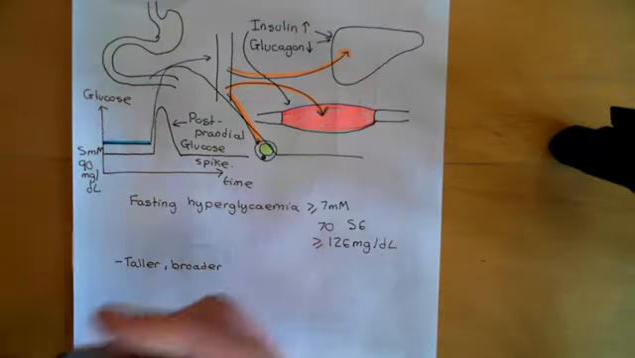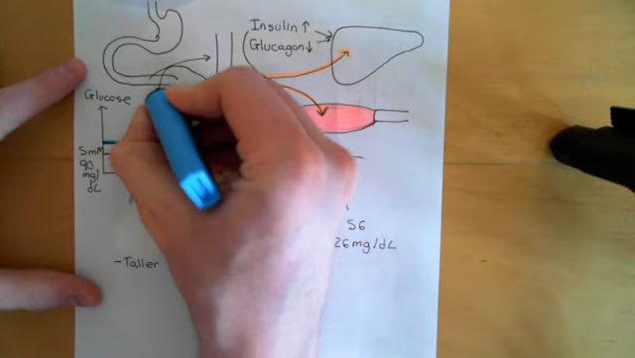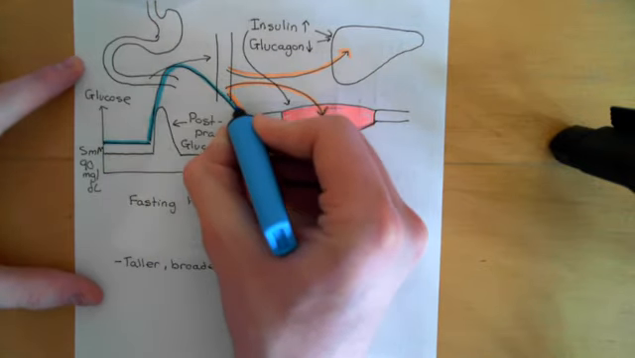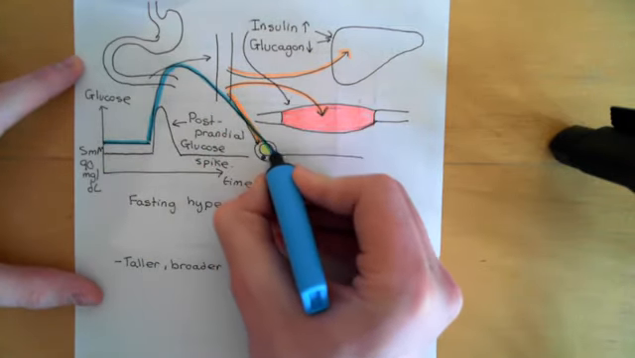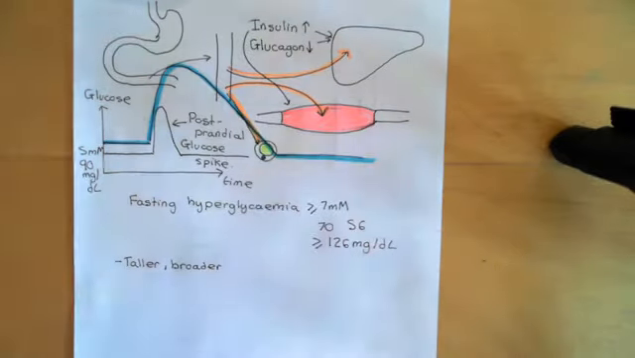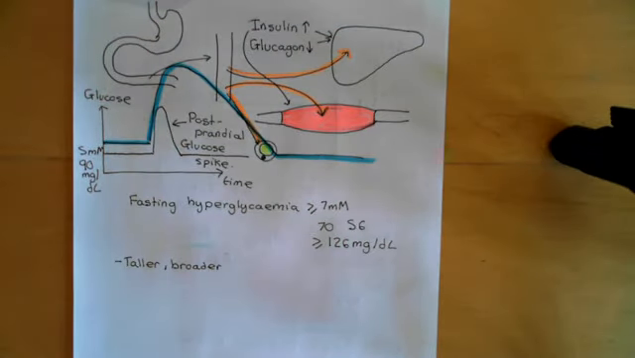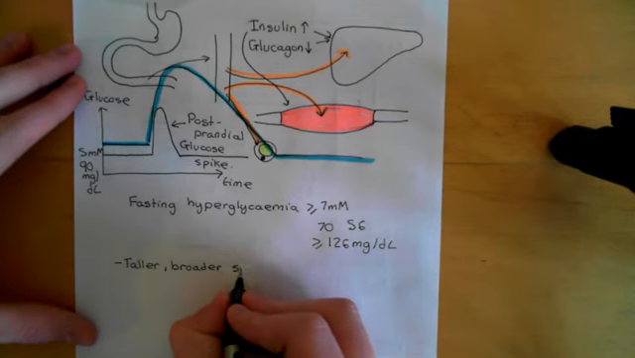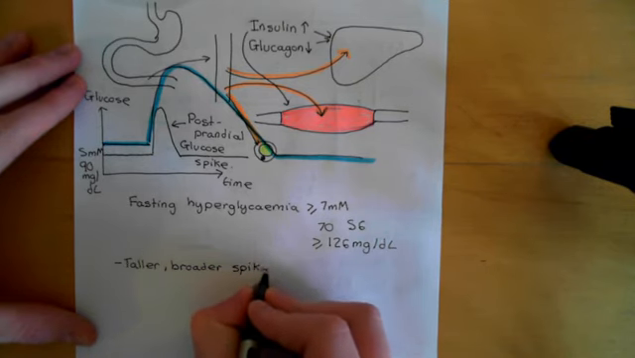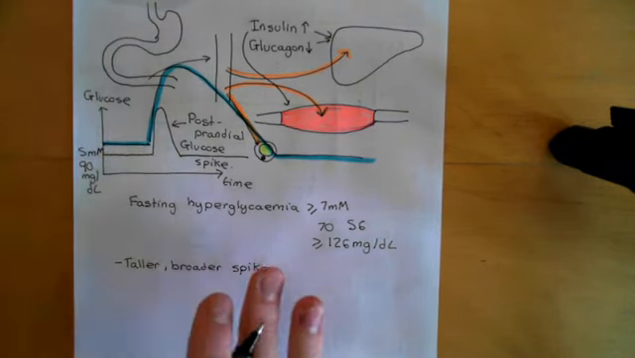Okay, so it's going to be massive, great postprandial glucose spikes. Your postprandial glucose control is terrible. So that's what type 2 diabetes mellitus involves, both the fasting hyperglycemia and the taller, broader postprandial glucose spikes. I'll just put spikes there. Okay, right, and this is not good at all.